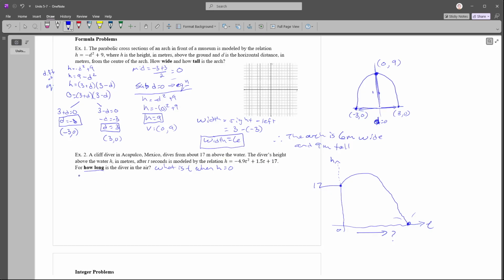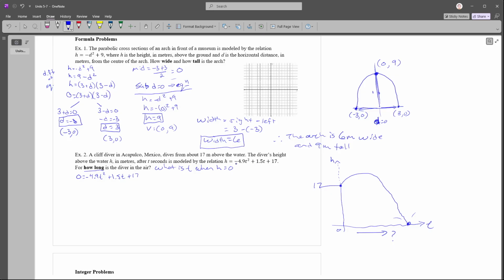So that means that I have 0 is equal to negative 4.9 t squared plus 1.5 t plus 17. So I can try and factor this, but I don't know about you, but that looks like it'd be pretty tough to factor. So we're not even going to try. So what's our second solution? Our second solution is to apply the quadratic formula.